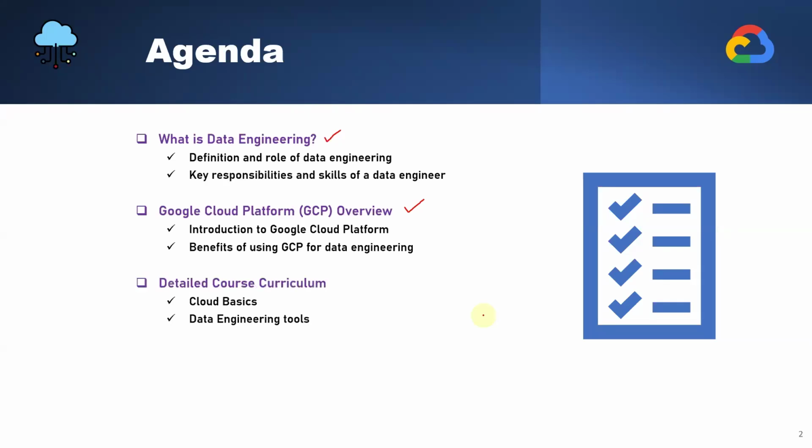And after that, most of the people may be waiting for this one, that is the detailed course curriculum. So we will talk about the detailed course curriculum. What are the topics that we are going to cover as a part of this course, and what is the duration of the course, and all the course details, timings, and everything. We will talk about it in these 4 chapters today. So this is the agenda for today's session, guys, where we are going to talk about what is data engineering first, then Google Cloud Platform, then detailed course curriculum, and the course details, right?